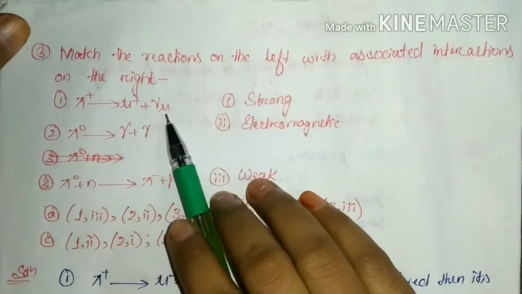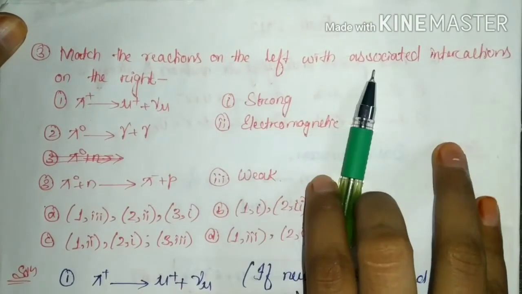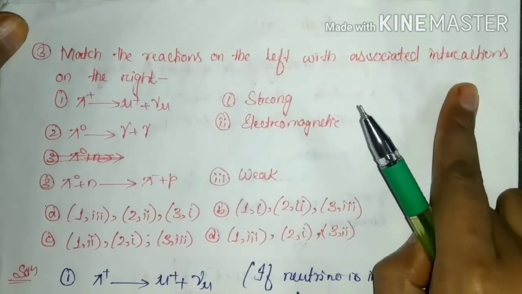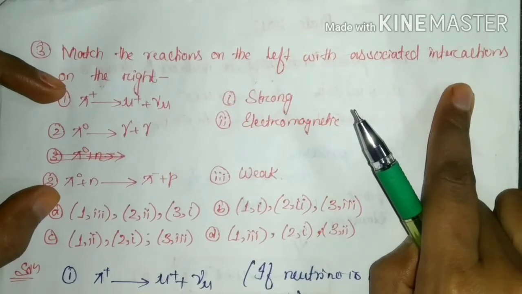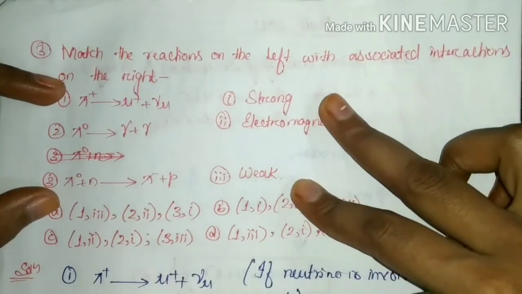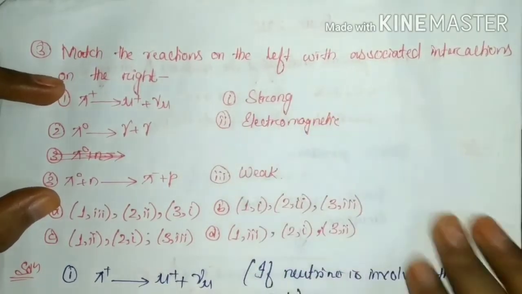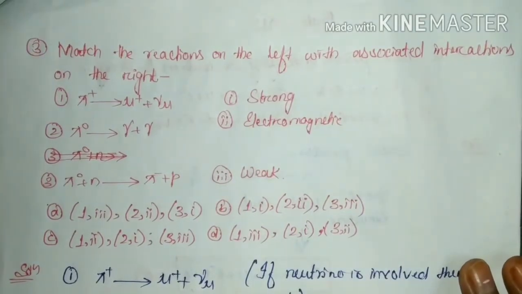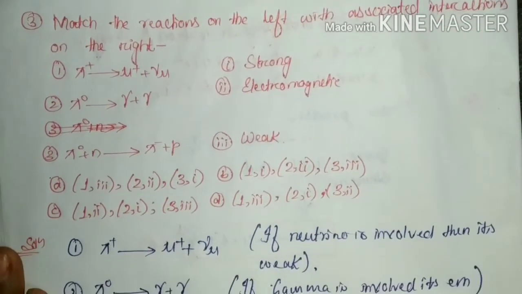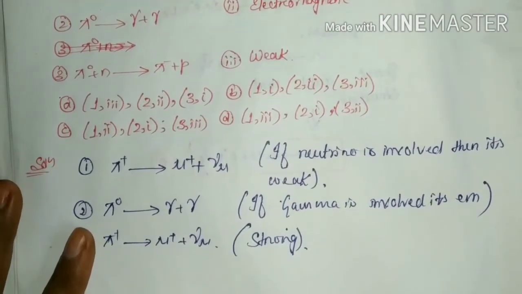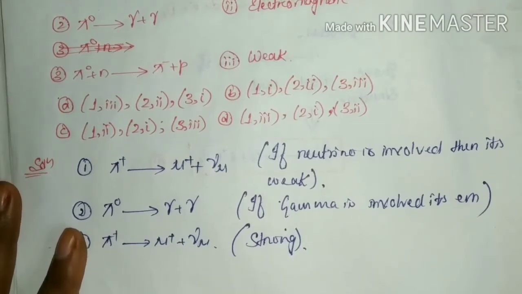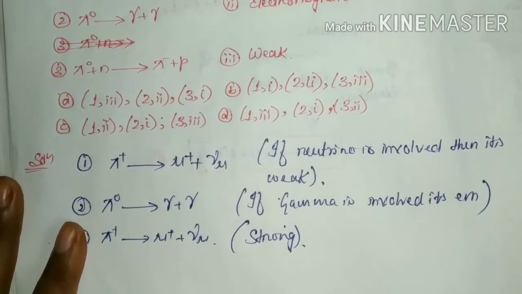So the third question is, we have to match the reactions on the left with the associated interactions on the right. Here we have 3 reactions on the left side and we are given 3 interactions on the right side, and we have to match them. I will not go for the conservation laws. For this I will just use a simple trick, because whenever you are solving questions of GATE, you have to remember a few very basic tips, or the basic knowledge that we need to have to solve the questions in an easier way.